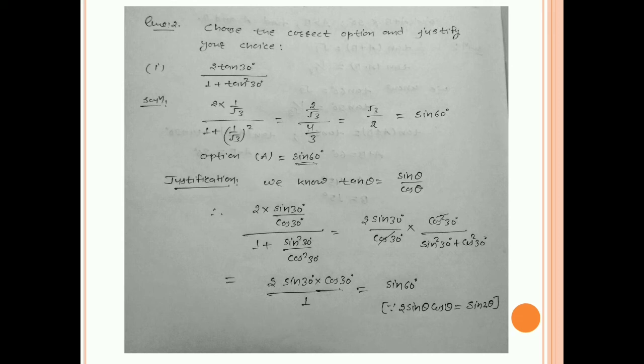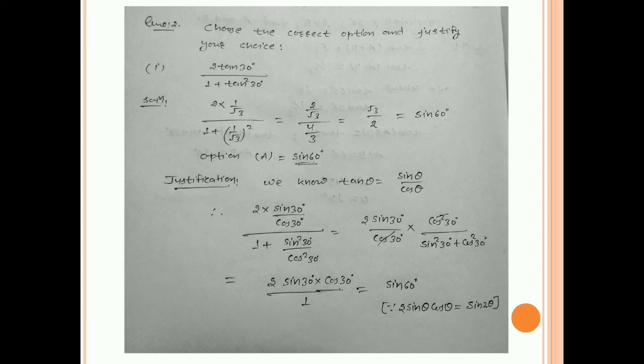Since we know that tan theta is sin theta upon cos theta, if we put this tan formula in the above equation, then we will get 2 into sin 30 upon cos 30 upon 1 plus sin square 30 upon cos square 30. So we can write it as 2 into sin 30 upon cos 30 into, taking LCM in the denominator, cos square theta will go upside, and in the below it will be sin square 30 plus cos square 30.